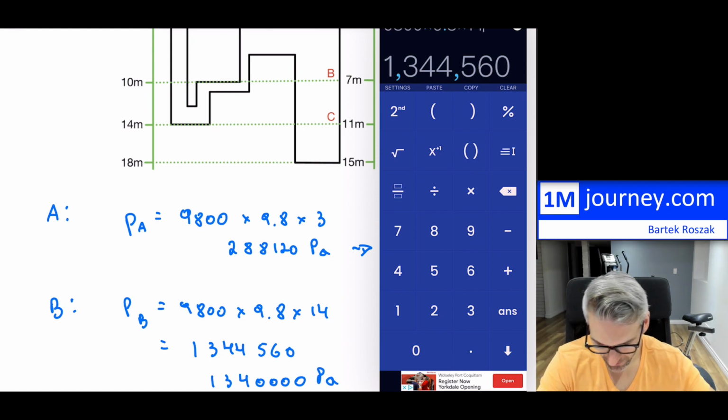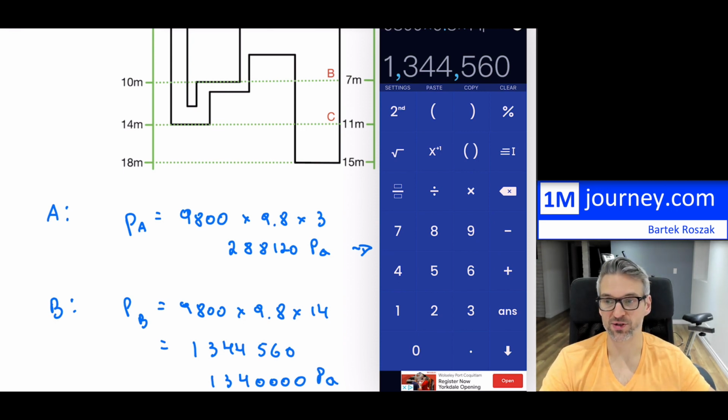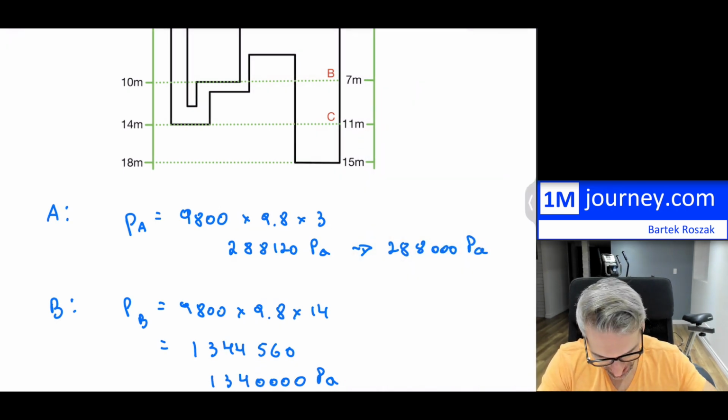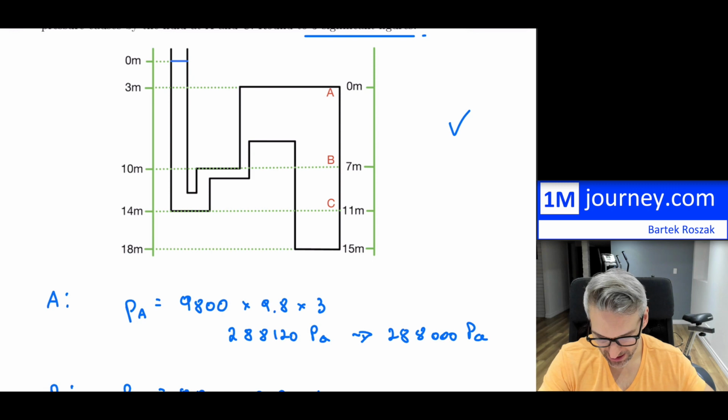All right, so there you have it. That's what would have been the answer for this one. So that is it for this example.